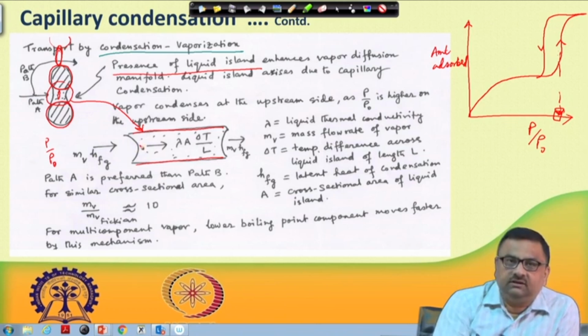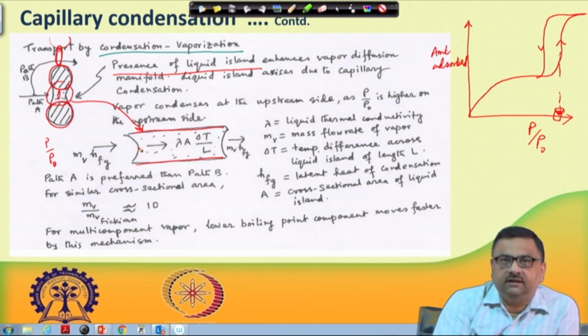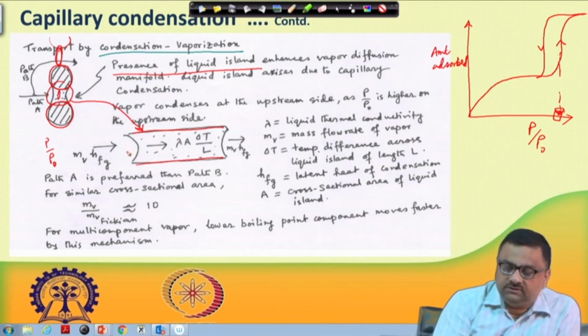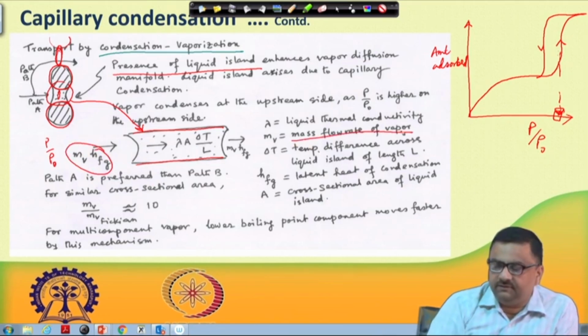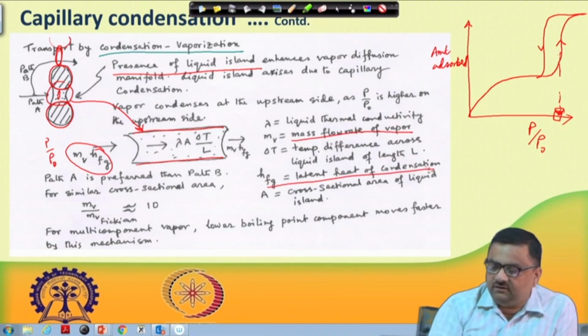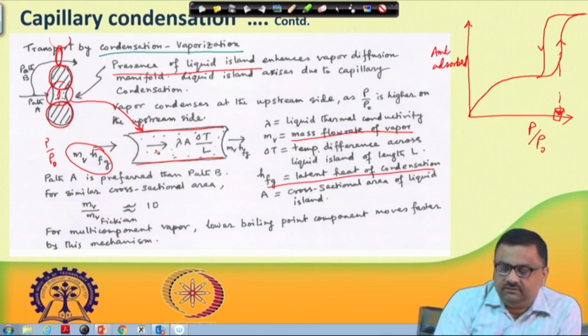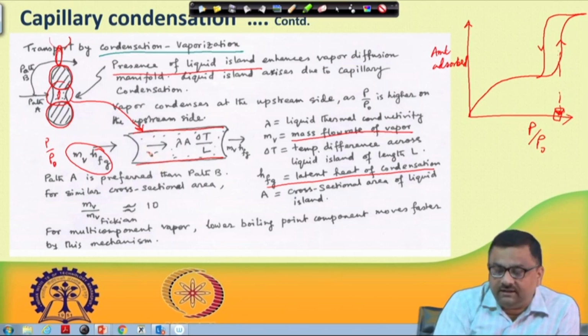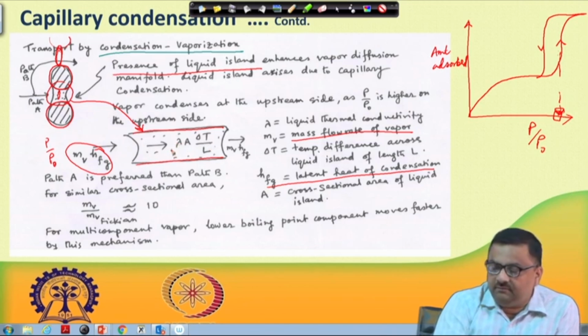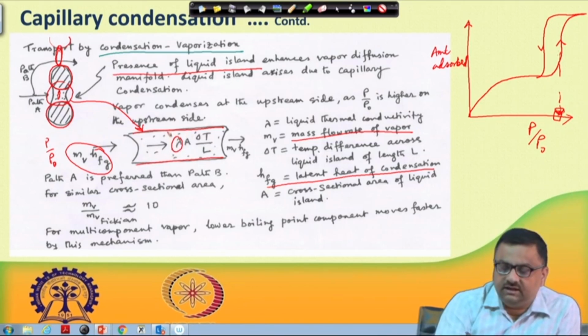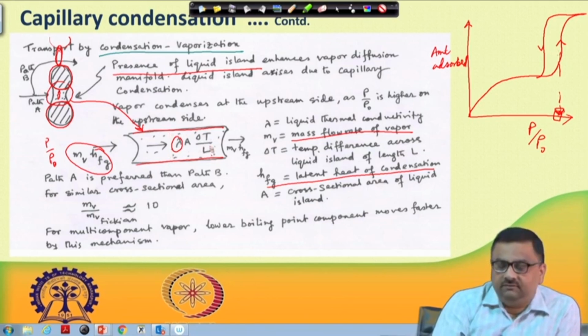Now the moment there is condensation, it has to discharge the latent heat. Condensation means it has to leave the latent heat. That amount of latent heat is m_v h_fg, where m_v is the mass flow rate of vapor and h_fg is the latent heat of condensation. That heat goes to the liquid phase, so there would be a temperature gradient, with lambda being the liquid thermal conductivity, A the cross sectional area of the pore, and delta T by delta L, which is basically dT/dx.